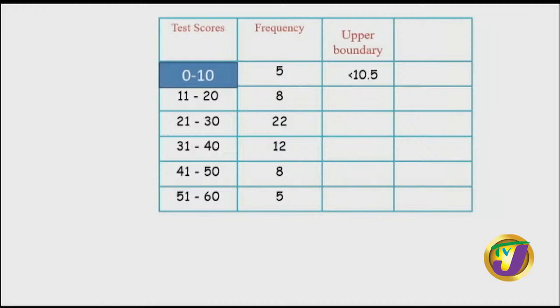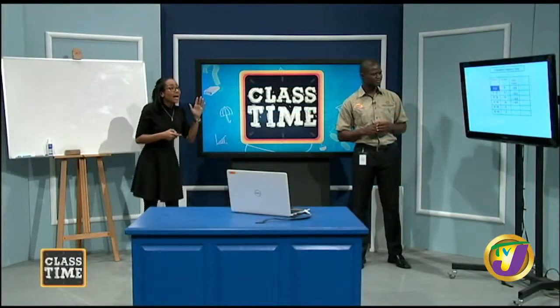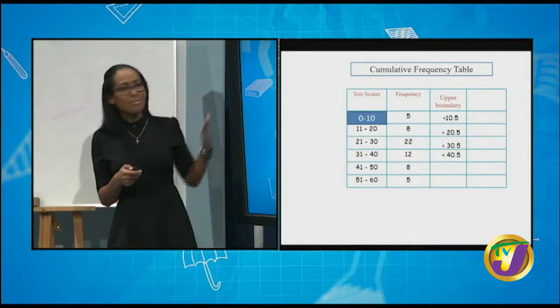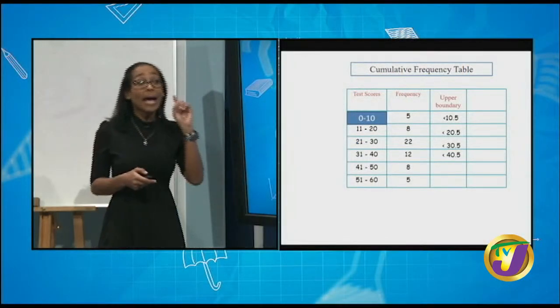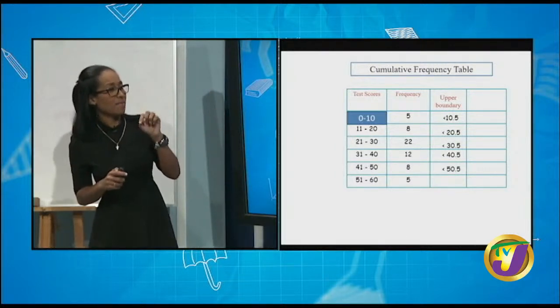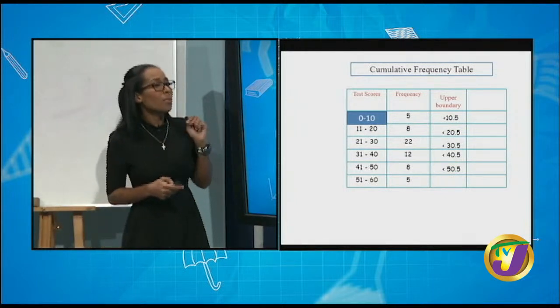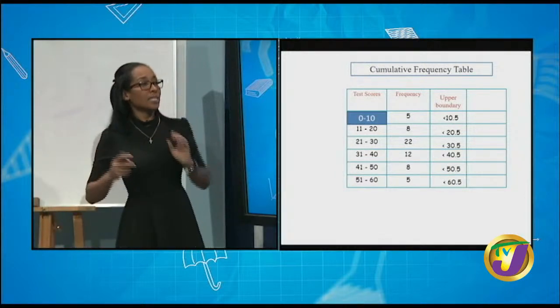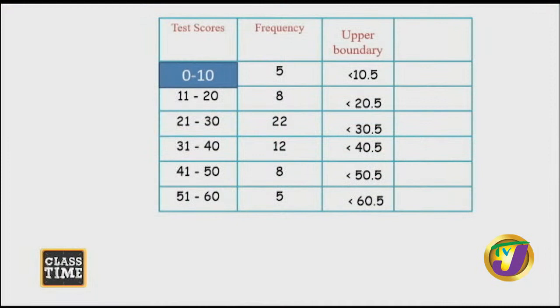So that means my upper boundary for my 2nd class would be less than 20.5. Beautiful. My upper boundary for my 3rd class is less than 30.5. Correct again. My upper boundary for my 4th class is less than 40.5. I think I'm getting it. My upper boundary for my 5th class is less than 50.5. And lastly, my upper boundary for my 6th class is less than 60.5. You are so correct.